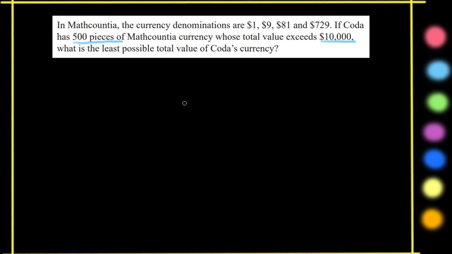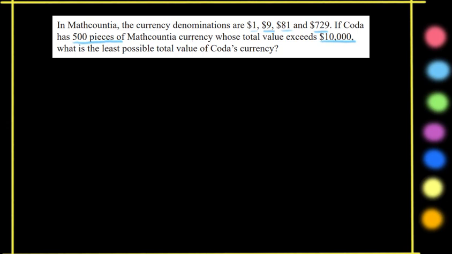So if we wanted to try to have $10,000 in as few pieces of currency as possible, I guess we would just kind of convert 10,000 into base 9, because this is 9 to the 0, 9 to the 1, 9 squared, 9 to the third power. But that's not really what we're trying to do. We're trying to get 500 pieces of currency. But maybe it's a good place to start. So let's just start with that and see where it takes us.